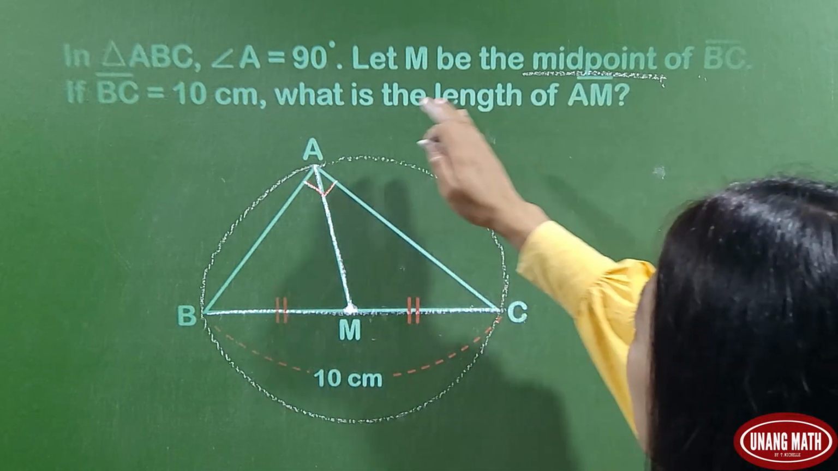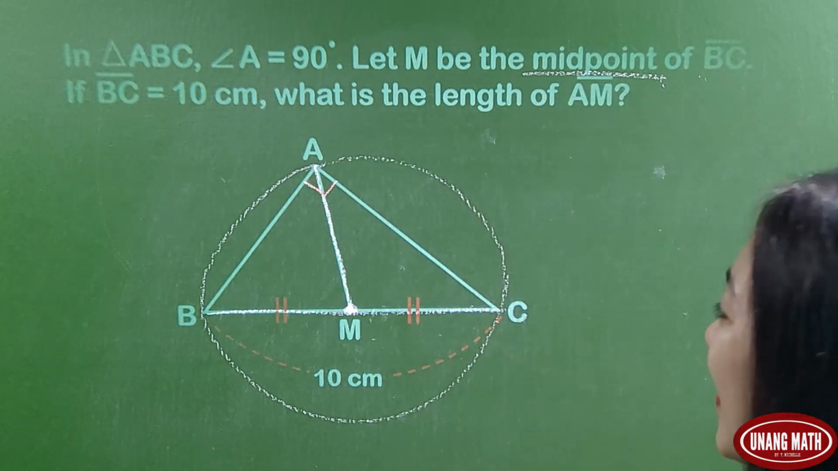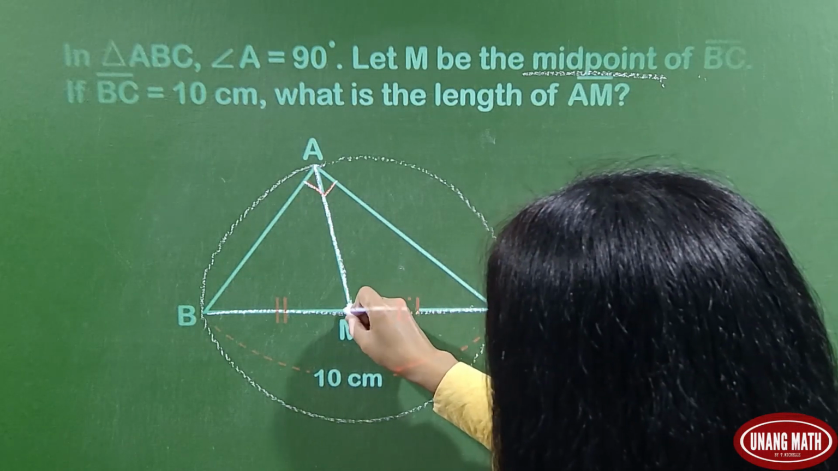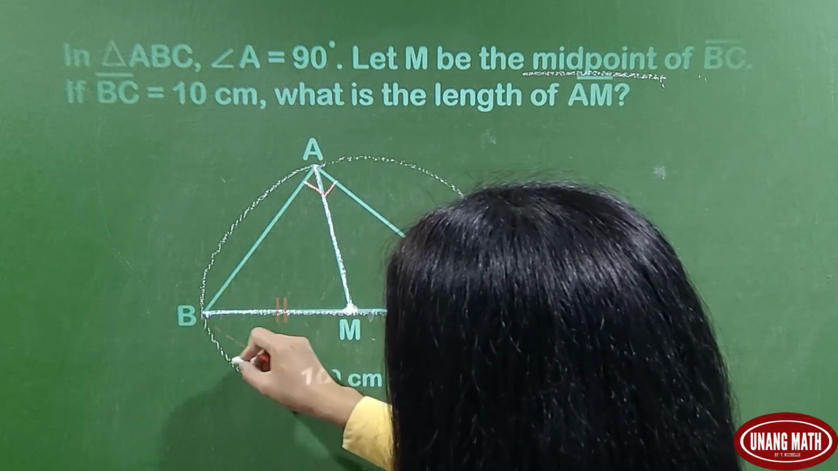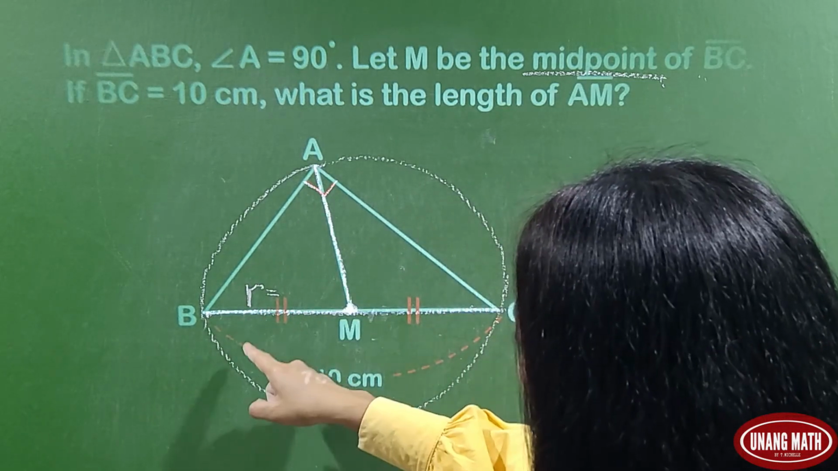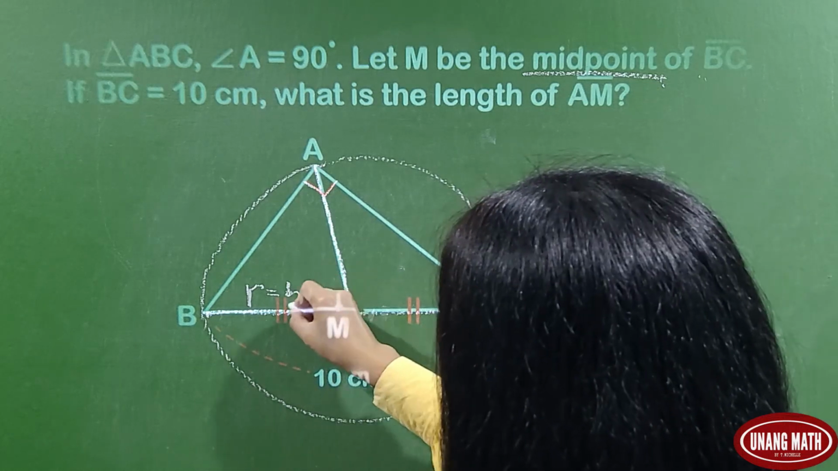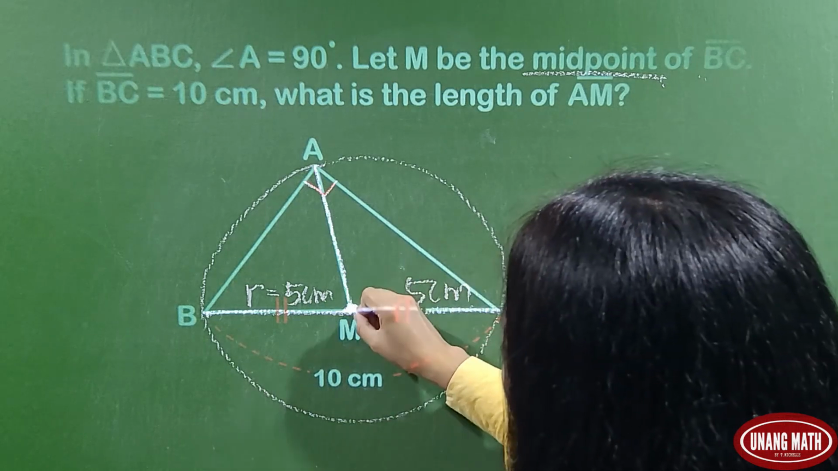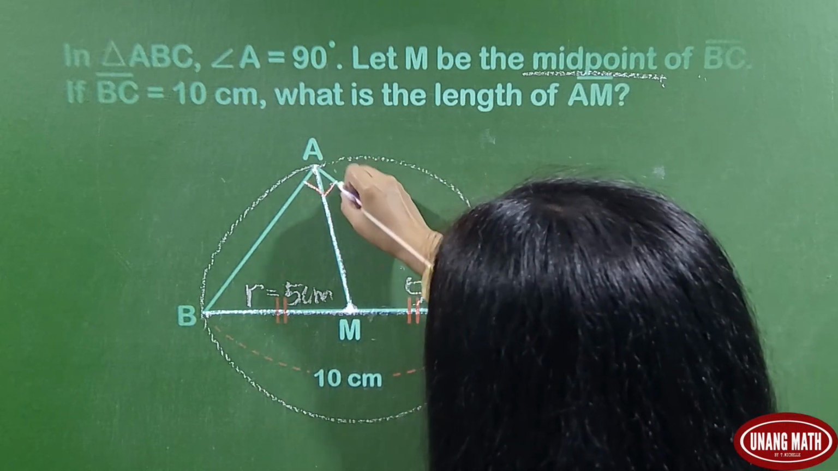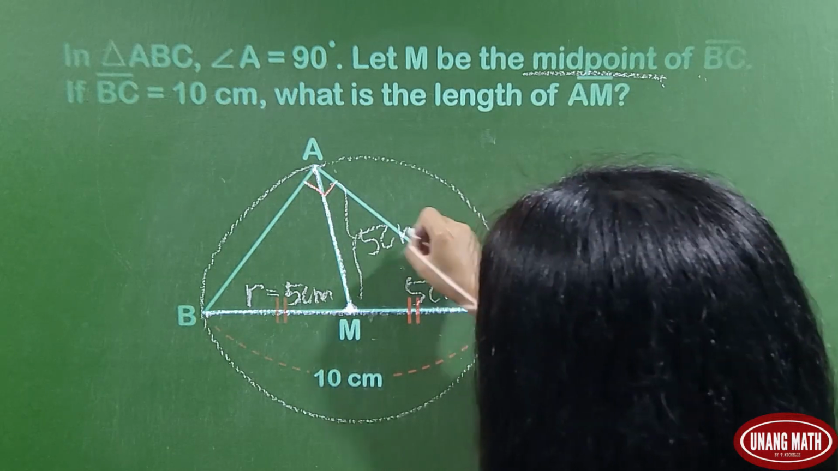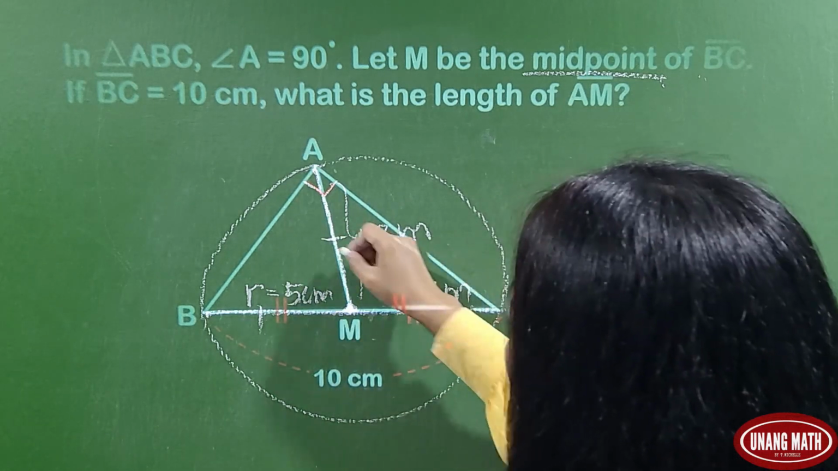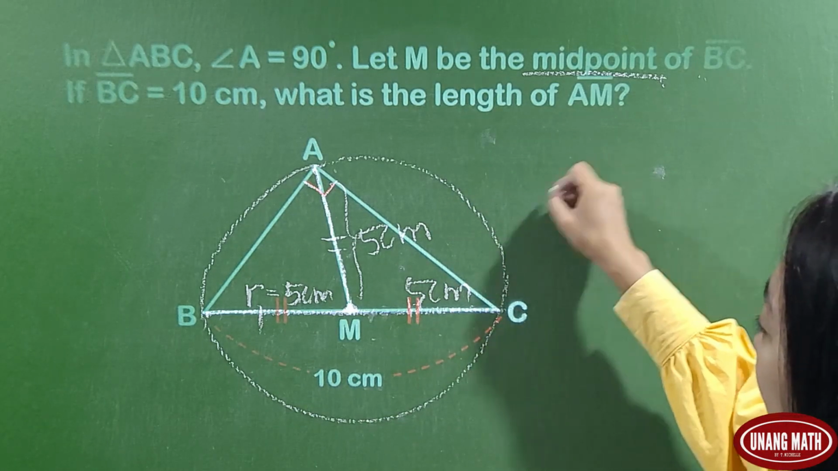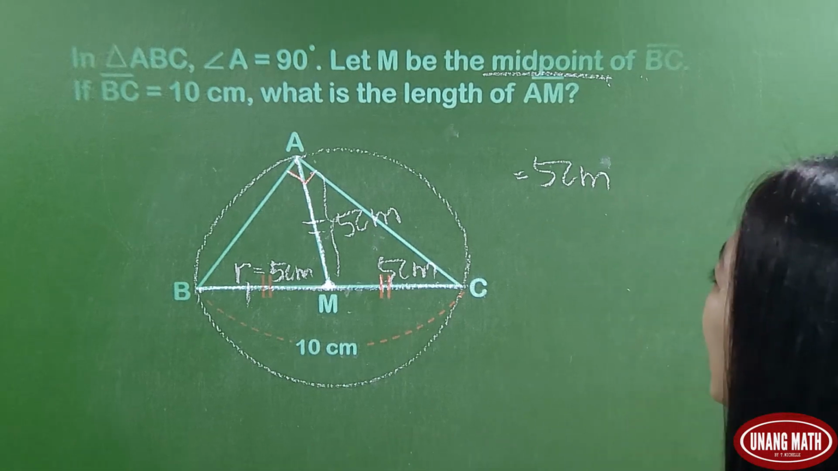The question is, what is the length of segment AM? From the center, or from the circumcenter, to this vertex is the radius. It means this is 5 centimeters. From here to here, it's also 5 centimeters. And from this point to this vertex is also 5 centimeters. All these measures are equal because these are all radii. So what is the length of segment AM? It's 5 centimeters.